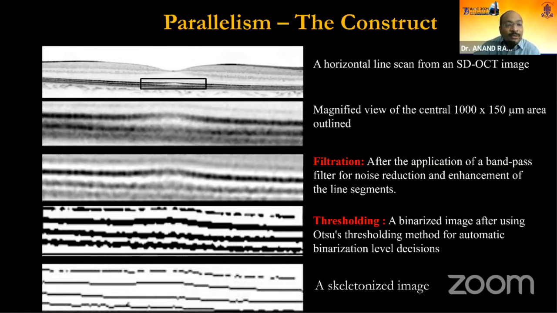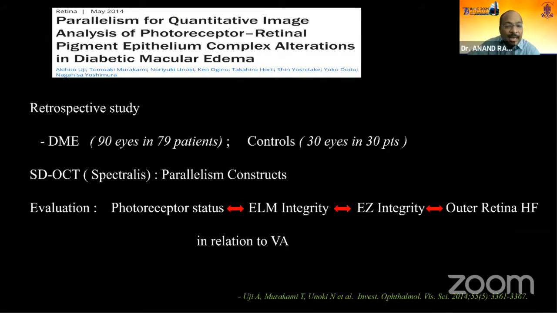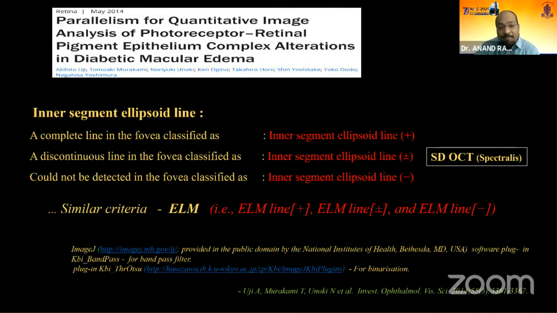Now, Uji et al. did a retrospective study with 90 DME eyes and 30 controls, used these parallelism constructs and tried to interpret the interrelationships with photoreceptor status, ELM integrity, EZ integrity, and the outer retinal hyperreflective foci in relation to the acuity. And they classified the inner segment ellipsoid line as a complete line in the fovea, inner segment ellipsoid plus, a discontinuous line, inner segment ellipsoid plus minus. When it could not be detected at all, it was inner segment ellipsoid minus. The same thing was done with ELM: ELM plus, ELM plus minus, ELM minus. And these are the URLs for the software used.